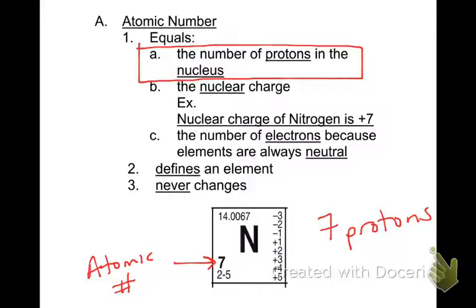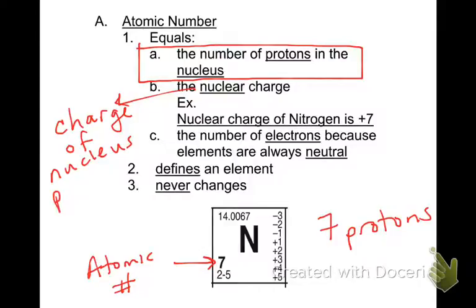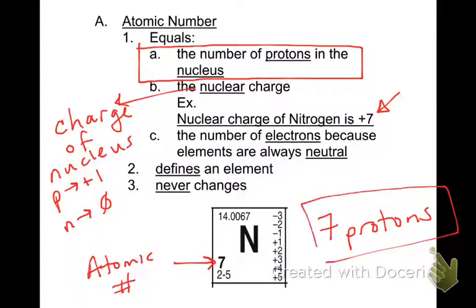And it's also equal to the nuclear charge. Because if you think about it, the nuclear charge is actually defined as the charge of the nucleus. And, well, what's in the nucleus? We've got our protons, which have a charge of +1, and we've got our neutrons, which are neutral or have no charge. So the total number of protons gives us our total nuclear charge. So for nitrogen, the nuclear charge is going to be +7 because we have 7 total protons.